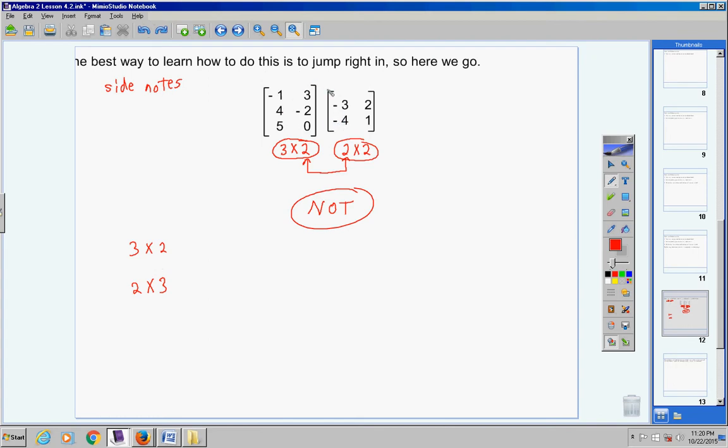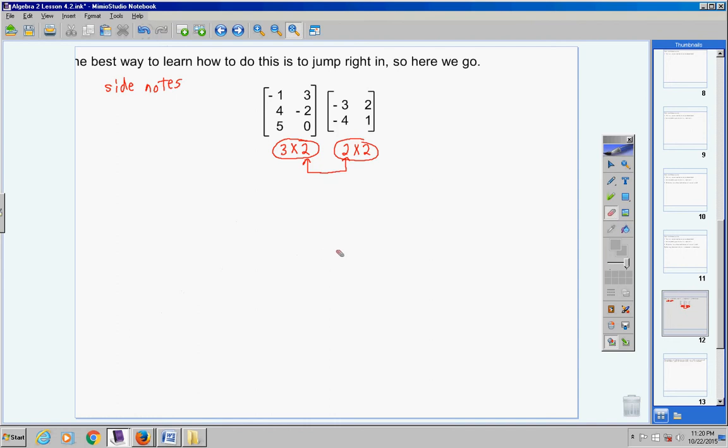When you switch the order of the matrices, you're not guaranteed to get out the same answer. Sometimes you'll get out no solution. Okay, so let's go over this again. Step 1, run your test. So write your order, and the inside numbers should match. In this case here, my inside numbers do match. So I'm totally good to go ahead and multiply.